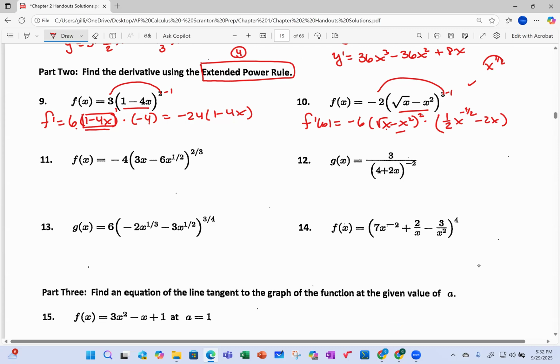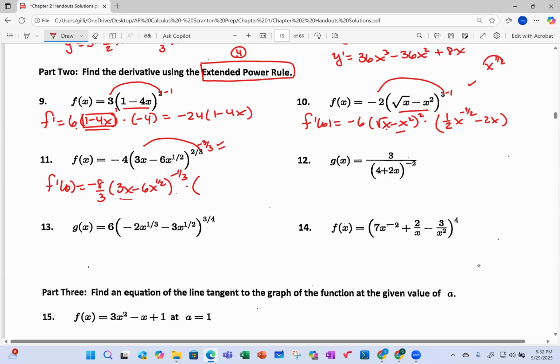Number 11, f prime of x equals, drop down the power. That's going to give me what? Negative 8/3 is step 1. Repeat the inside is step 2. Decrease the power by 1. It's negative 1/3. And times it by the derivative of the inside stuff.